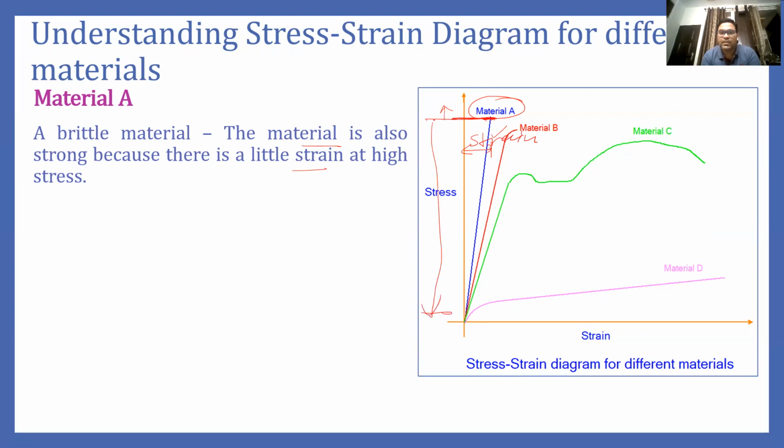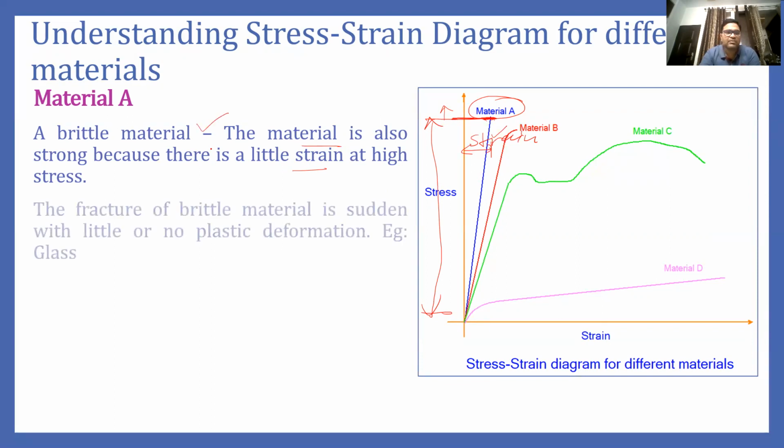So you can see at very high stress, it is having very low strain. So this is basically a brittle material. The example can be glass. As you can see, if we apply load on glass, and if we further apply the load, it will fail suddenly. It will not show any bending or any deformation. It will fail suddenly. So the behavior of glass is termed brittle behavior.